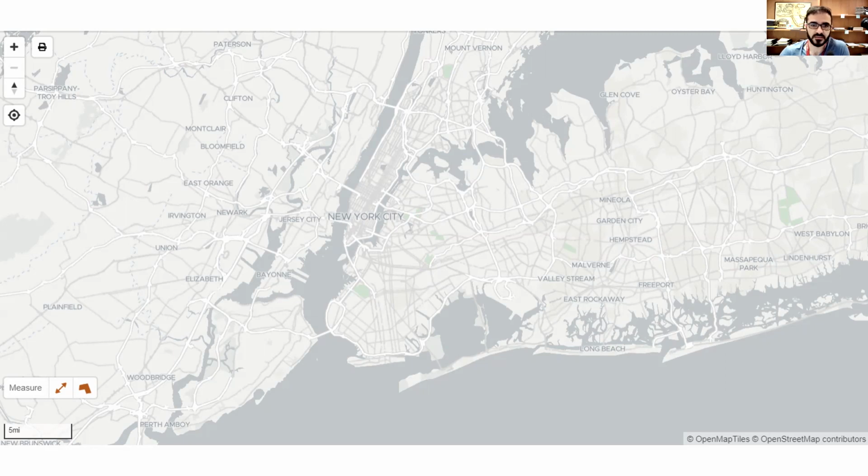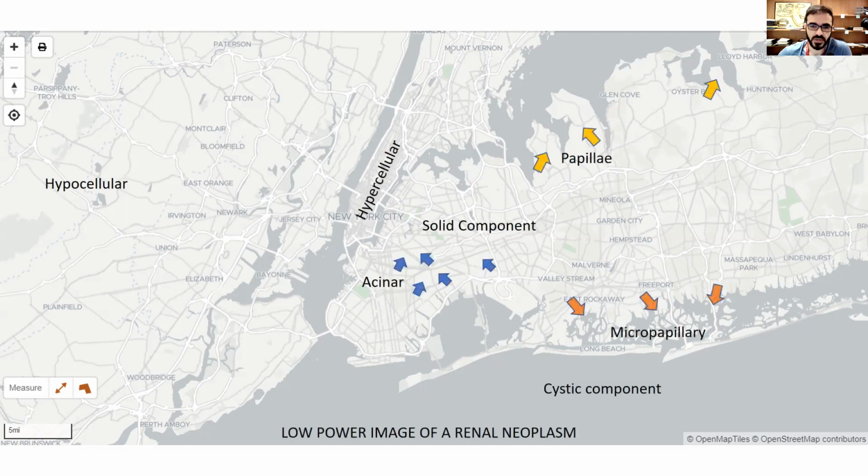Right now in this slide, you may think that you are looking at a map of New York City and neighboring states, but actually it is an analogy on how to approach kidney tumors. Think about looking at a low power image of a renal neoplasm. Growth pattern will be important in identifying the tumor, whether the tumor shows a sheet-like or nested pattern or solid component, whether there's a papilla or not, or micropapillary features or not.